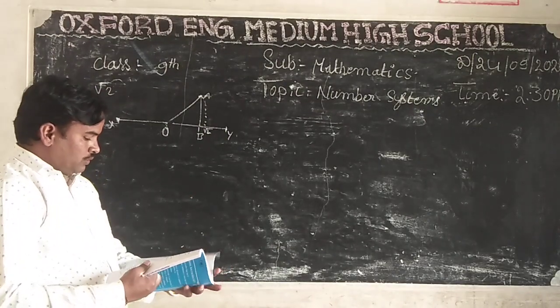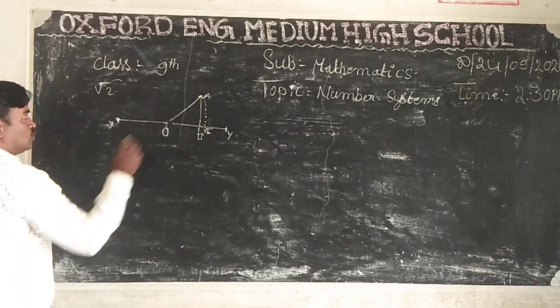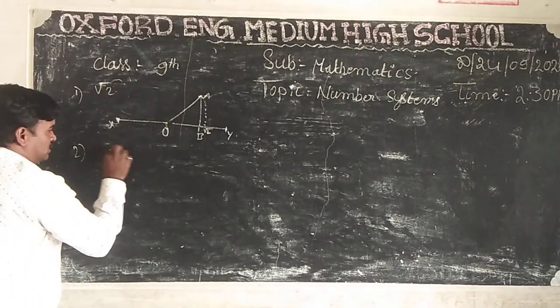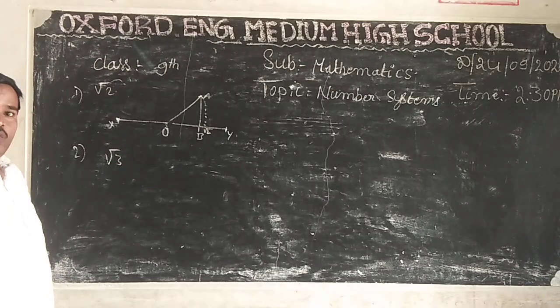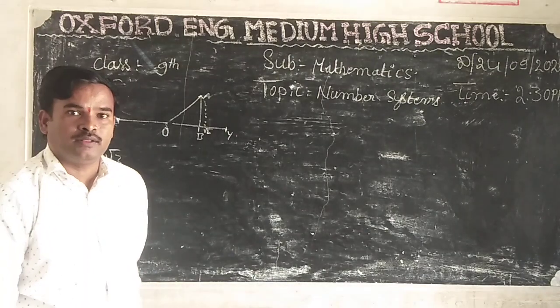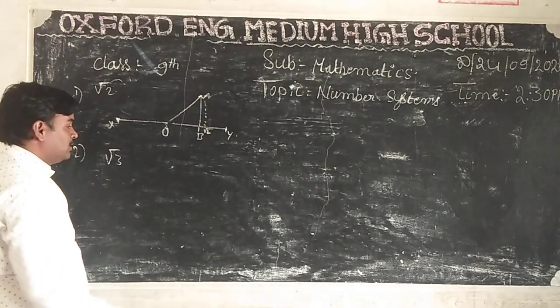Now we go to the third one. Locate root 3 on the number line. So this is root 2, and the second one is root 3. We know how to locate root 2 on the number line, but how do you locate root 3 on the number line?